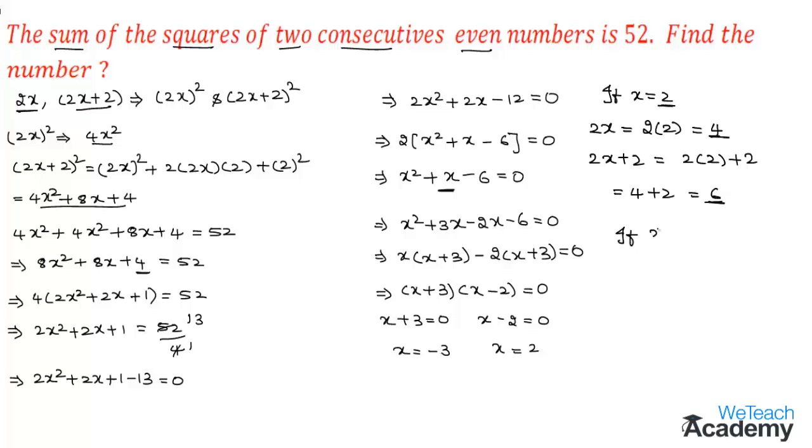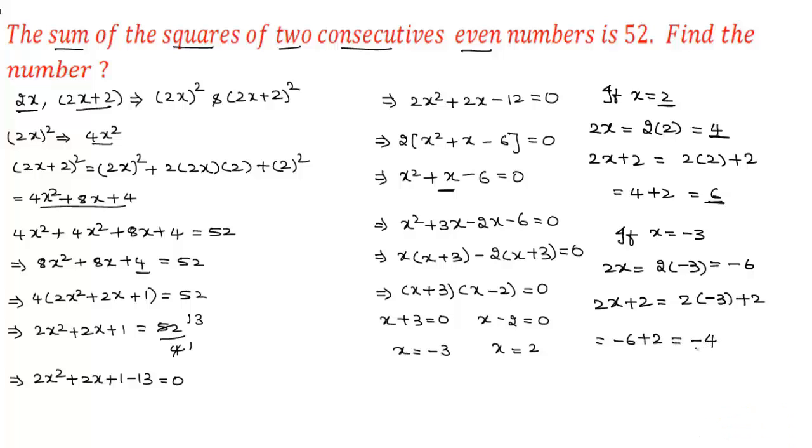And let us consider the x value is minus 3. Then the first consecutive number, 2x, is equal to 2 into minus 3, which would come as minus 6. And the other consecutive number, just by substituting x is equal to minus 3 in 2x plus 2, we get 2 into minus 3 plus 2. That implies 2 into minus 3 as minus 6, plus 2, which gives minus 4. So we get the two consecutive numbers as minus 6 and minus 4 if the x value is minus 3.